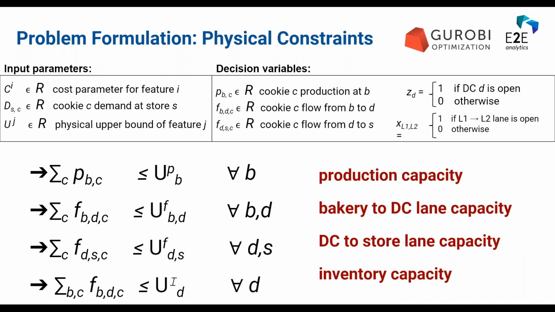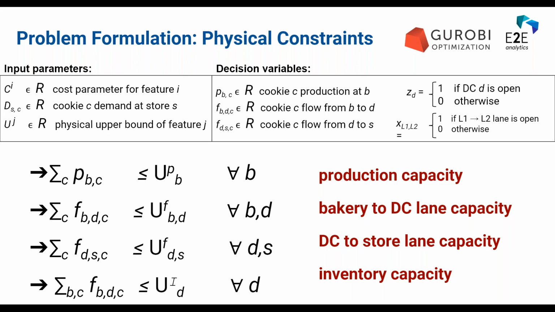We have some constraints. First, we're going to have our physical constraints, which are kind of our capacity constraints. The top one there is our production capacity. If we sum up over all the cookies at each bakery, it has to be less than that production upper bound. And then for the flow constraints, we also have capacity on each lane. So how many cookies we can ship from each point A to point B. Those are the second and third constraints there.